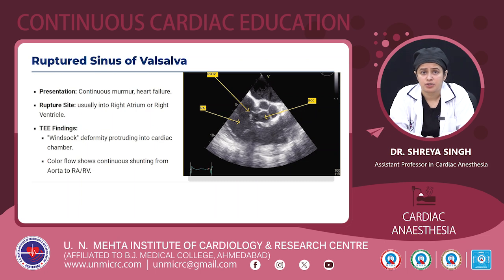So this is a ruptured sinus of Valsalva. Usually the presentation would be a continuous murmur and heart failure. The rupture site most commonly is into the right atrium or the right ventricle, and on TEE there's a windsock deformity which can be seen.